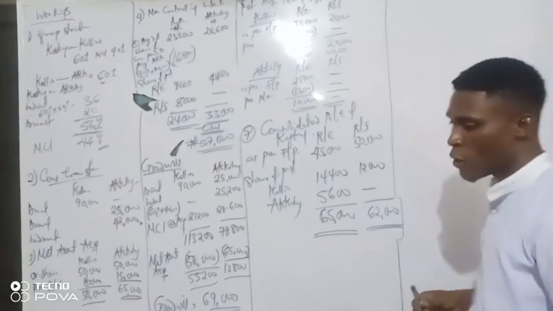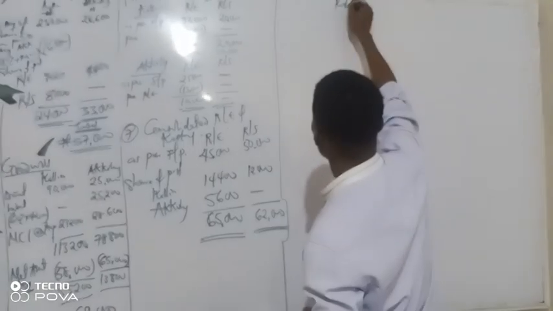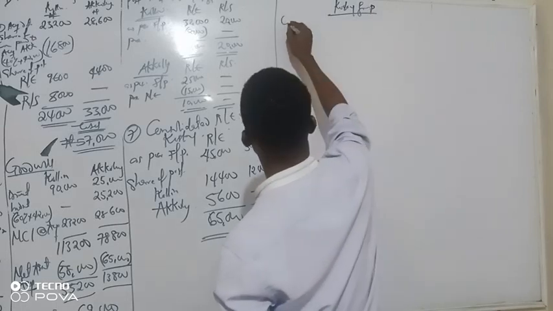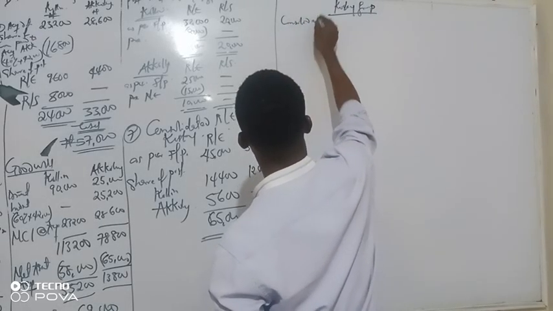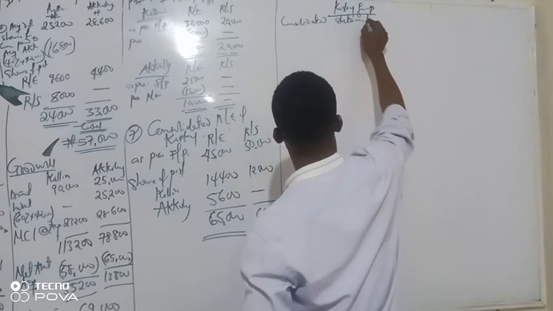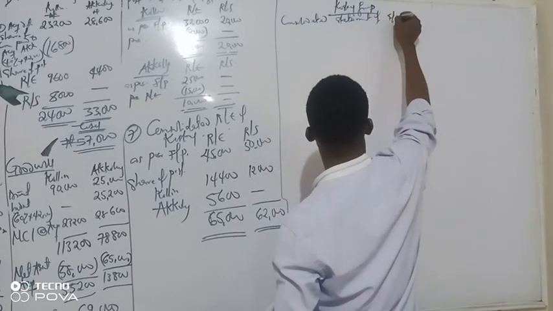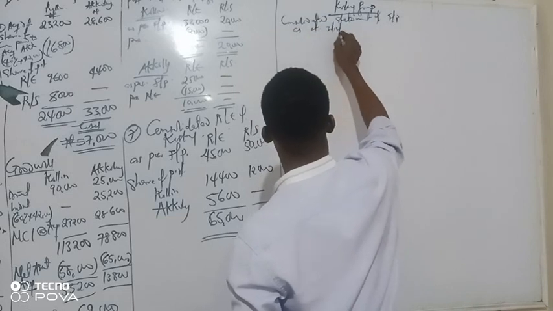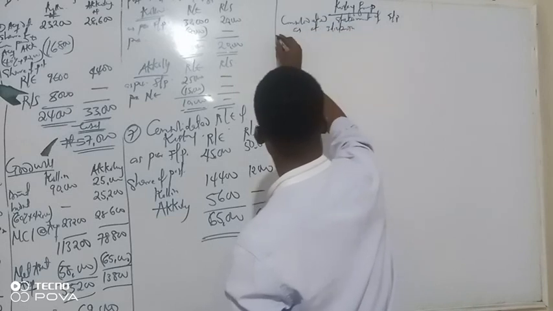Let's start with this now. Look at the company, Koski Group. Consolidated statements of financial position as at when? As at 31st December 2012.